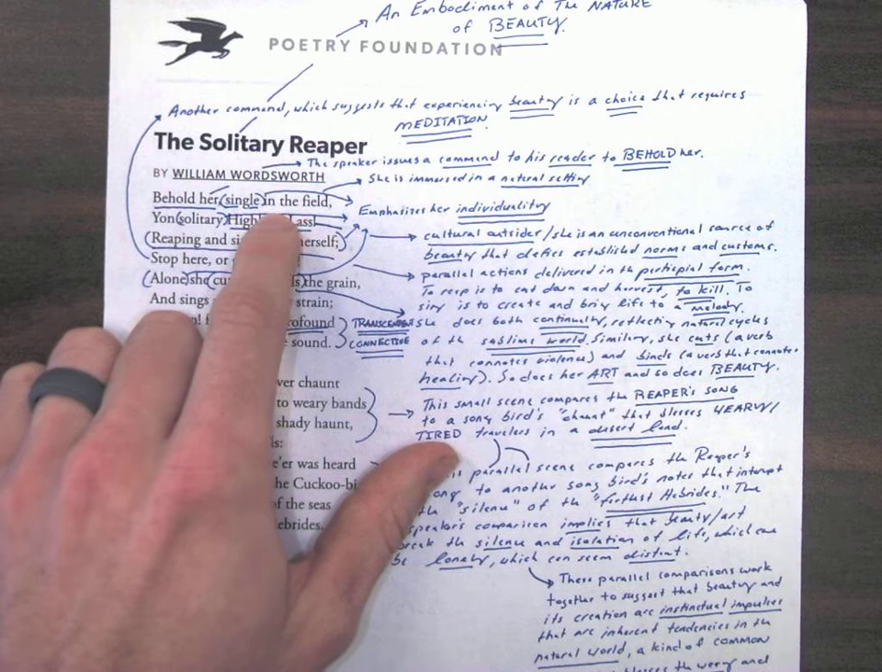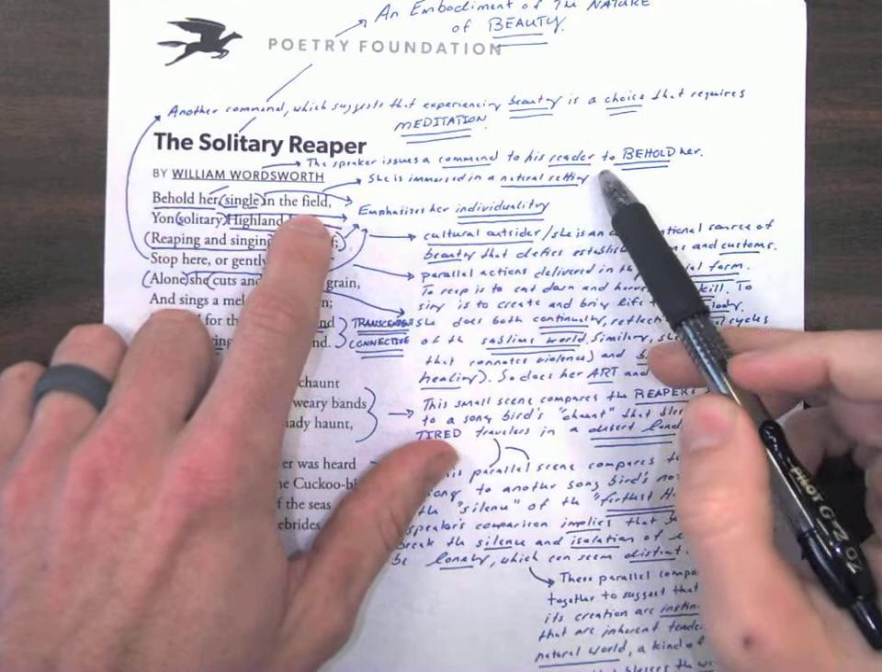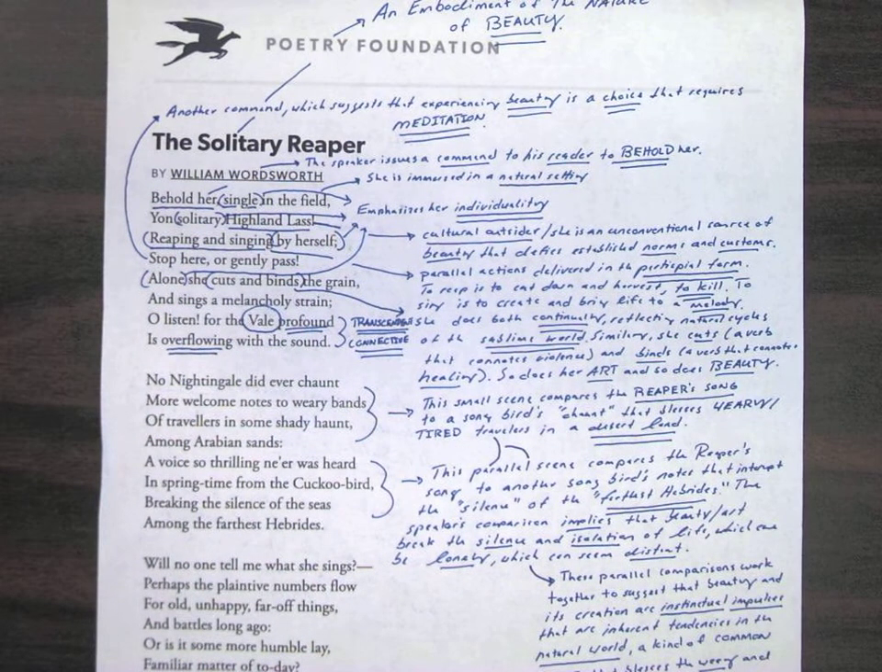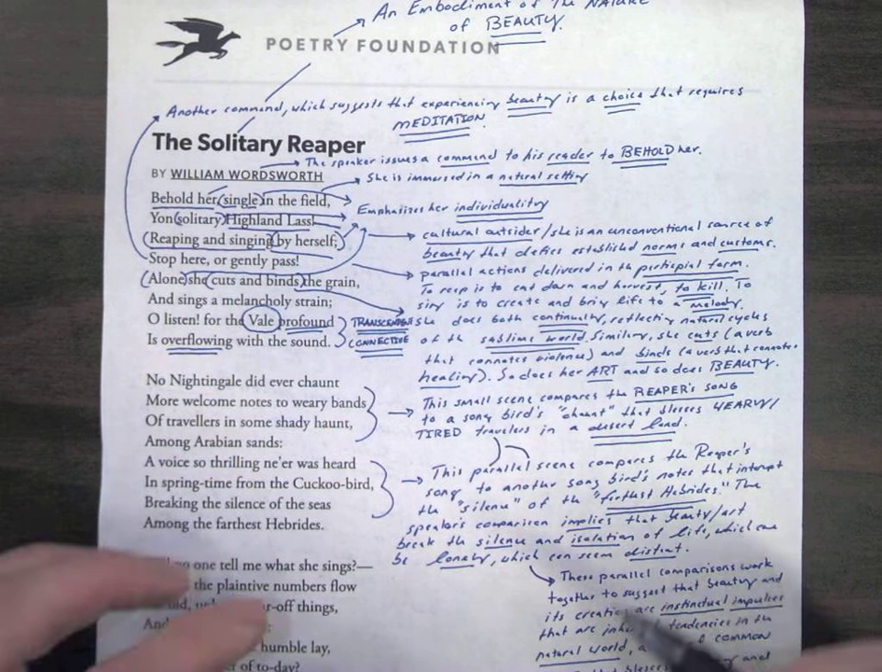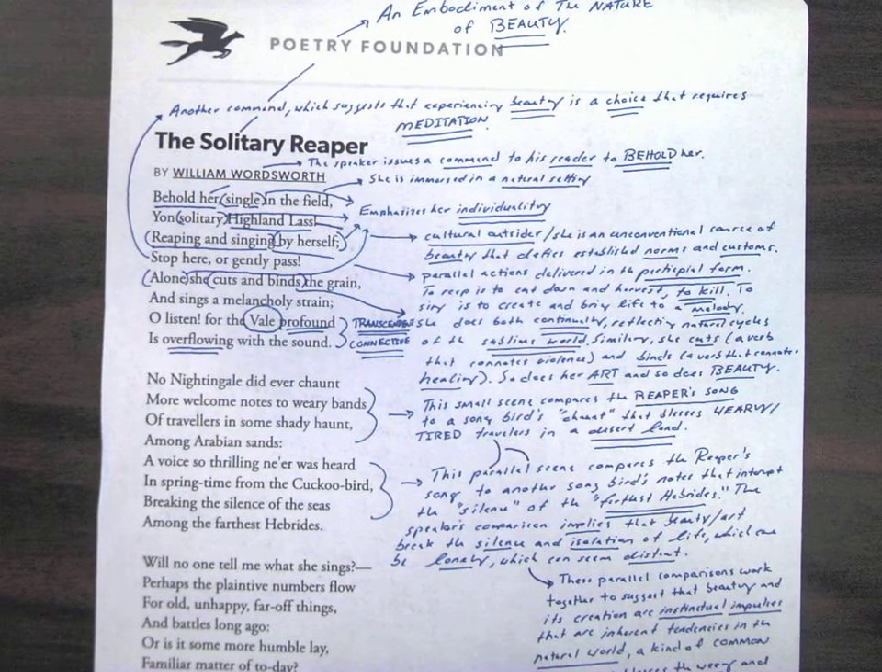Notice also the fact that she is described as being in the field. She's immersed in a natural setting. So Wordsworth, as a romantic, is obviously going to go out of his way to emphasize the fact that his symbol of unmitigated beauty, his meditation on the nature of beauty, is immersed in nature. Part of what he implies is that beauty is inherent to the natural world. Beauty is a part of the DNA of living things. Beauty is a part of the DNA of the good world.